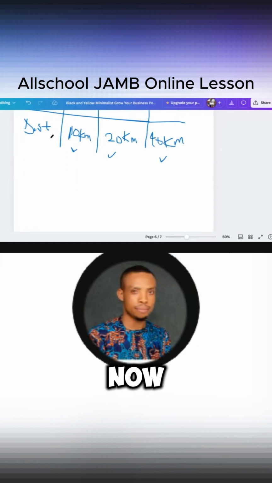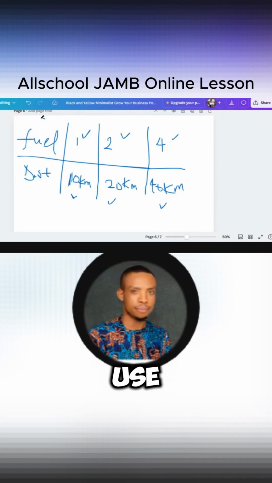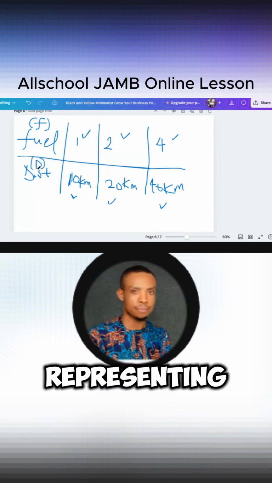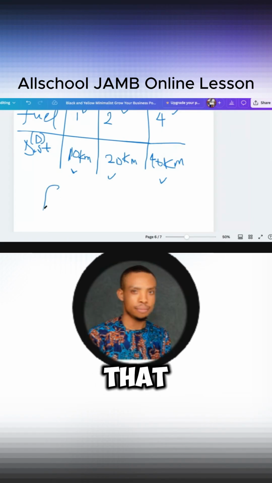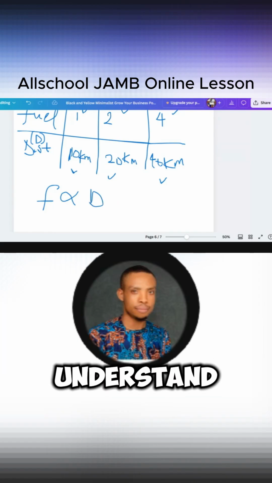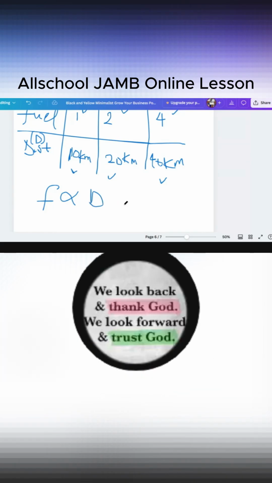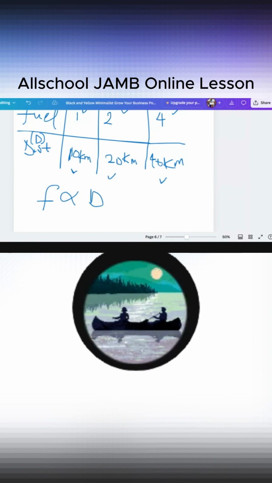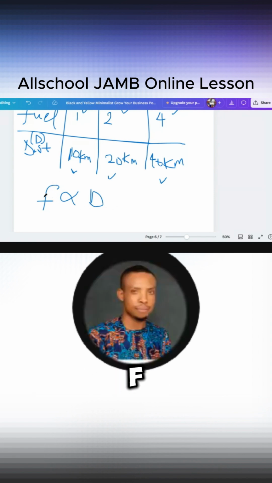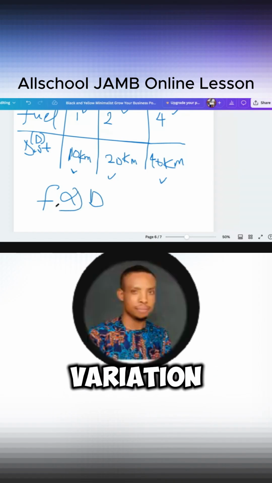For example, in this scenario, I can use F as the symbol representing fuel, and use D as a symbol representing distance. Then I can say that F is directly proportional to D. Do you understand what I've done now? Yes, sir. So we say that F, which is fuel, varies directly as D. Now, this is called variation sign.